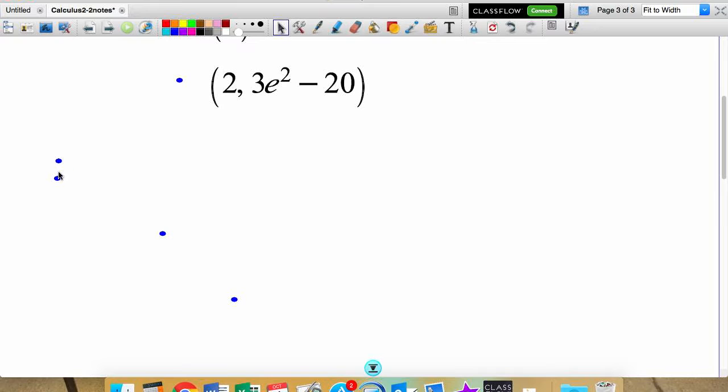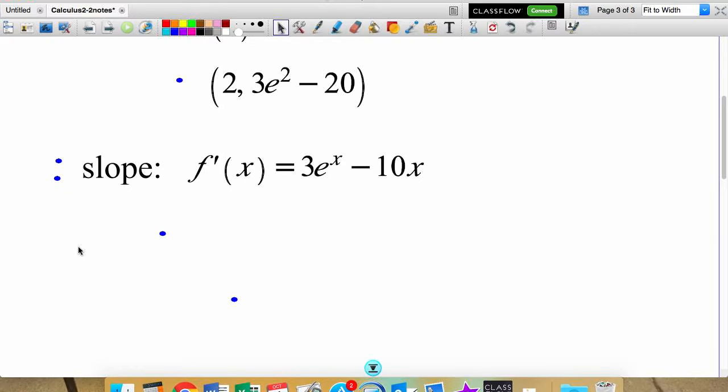Next, we have to find our slope. To find our slope, we want the derivative function, because remember, the derivative is the slope of a function. So the derivative of 3e to the x is just simply 3e to the x. And then our derivative of 5x squared becomes 10x. This makes our derivative function 3e to the x minus 10x.